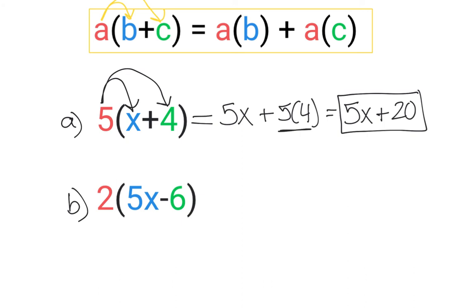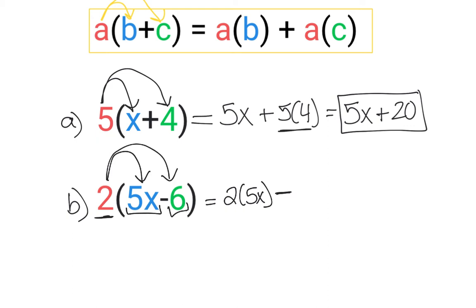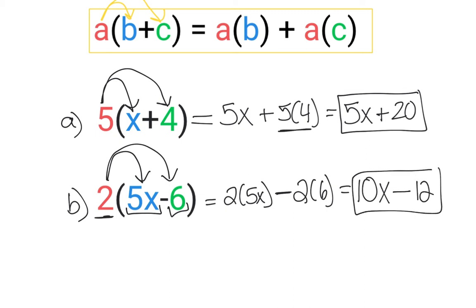For the second example, you'll notice there's subtraction, but the process stays the same. I'm still going to take the term or the number on the outside and multiply it by each of those terms on the inside. So I have 2 times 5x. So I just multiply those coefficients, right? So I have 2 times 5x, and then subtraction, and I'm taking away 2 times 6. And again, I can simplify this expression. 2 times 5x is 10x, and then minus 2 times 6, which is 12. And there's my simplified expression for that one.